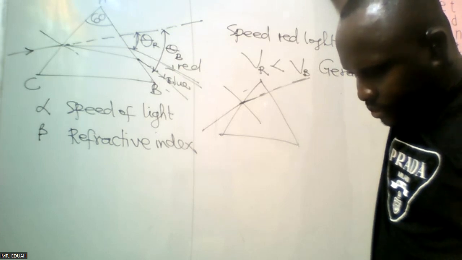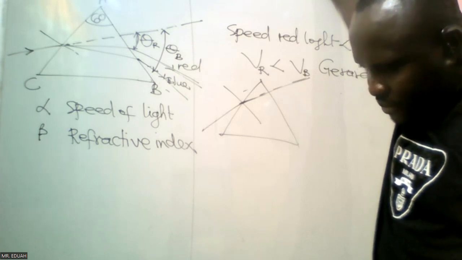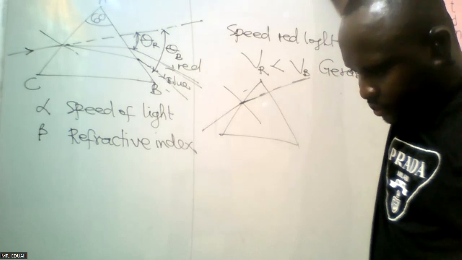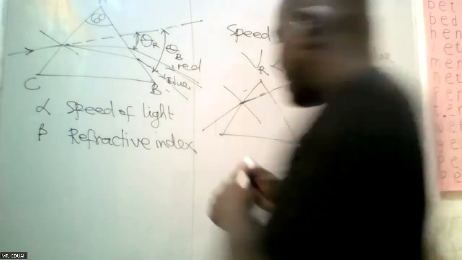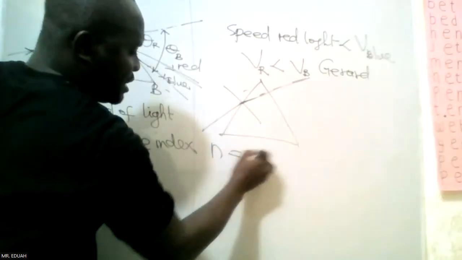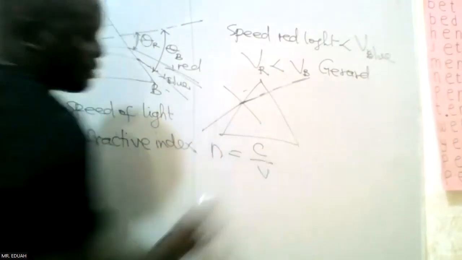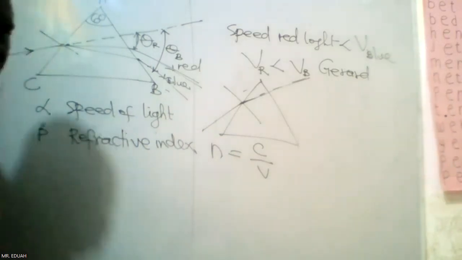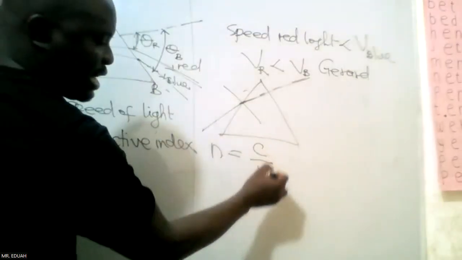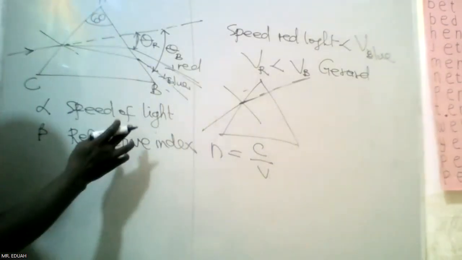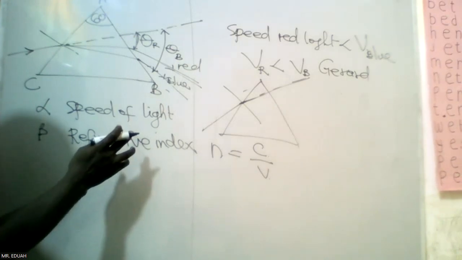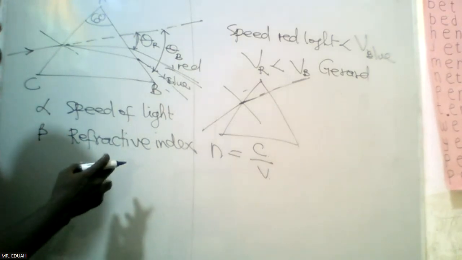The refractive index is directly proportional to the speed of light in air over the speed of light in a medium. This is the refractive index in terms of speed, absolute C over V: the speed of light in air over the speed of light in a medium. In this medium, the red light has a greater speed than the blue light because it is less deviated.